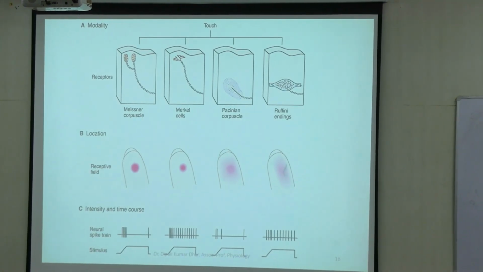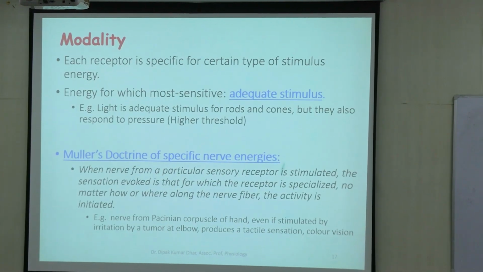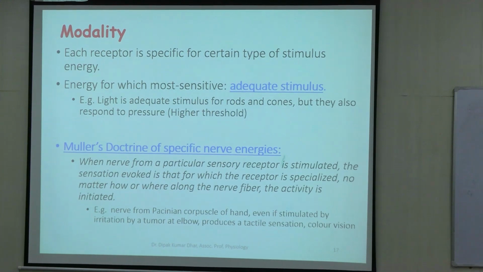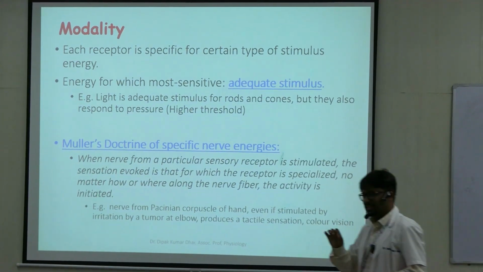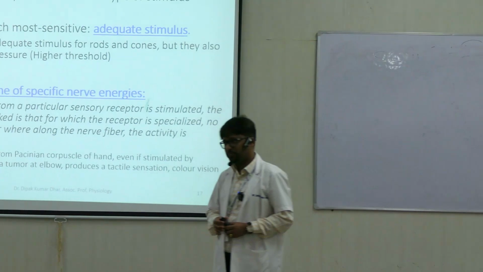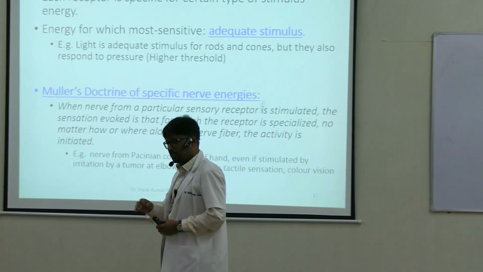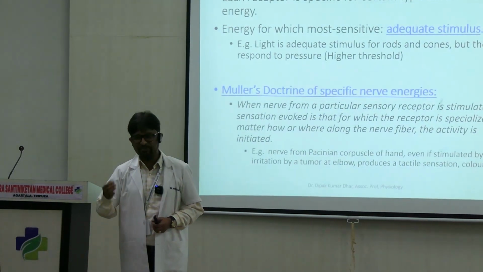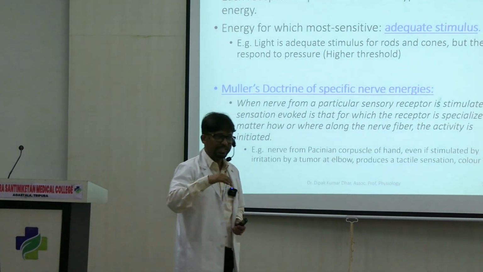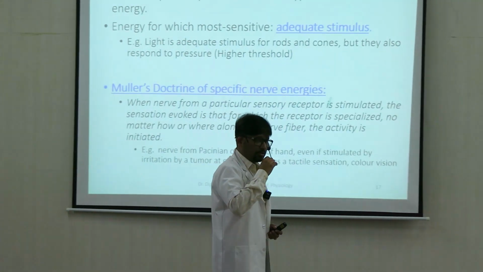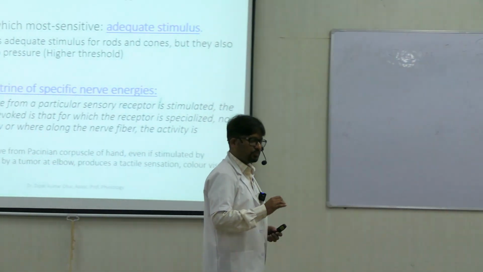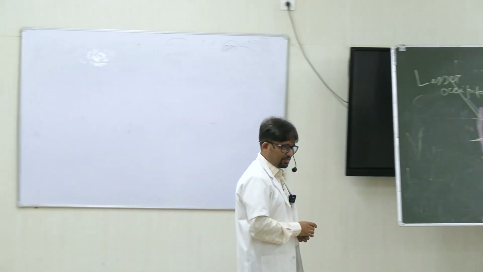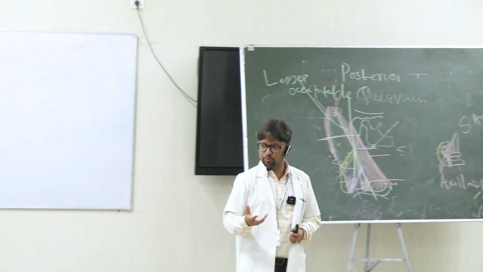Nociceptors, thermoceptors. Every receptor is specific for a certain type of stimulus, right? This is called the adequate stimulus. What adequate stimulus means is that if that particular stimulus is given, the threshold of activation is very low, so they will respond adequately or optimally. But this does not mean that they cannot be stimulated by other stimuli. This is a very confusing thing.